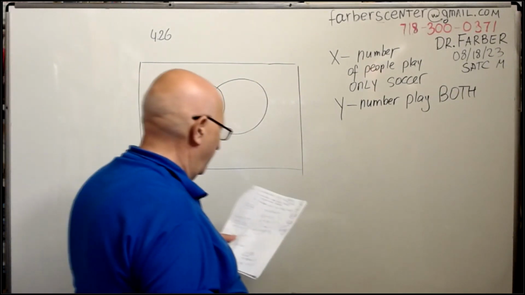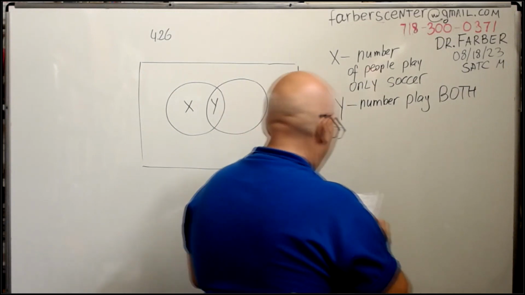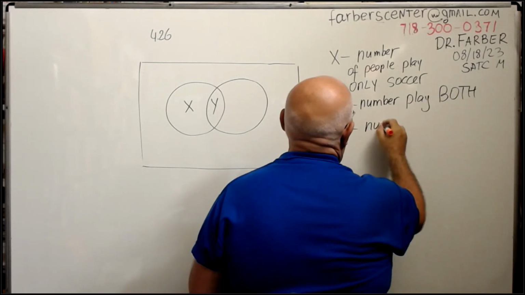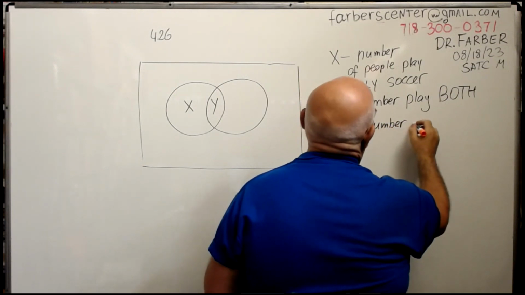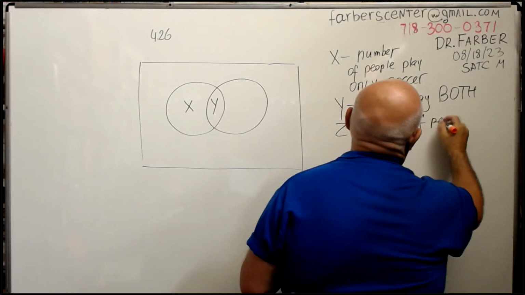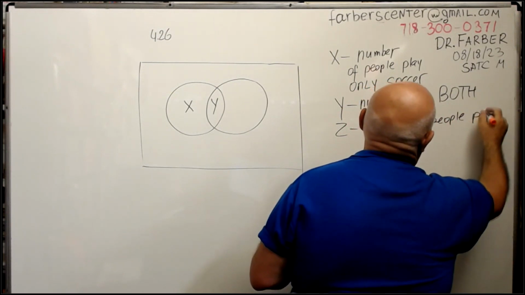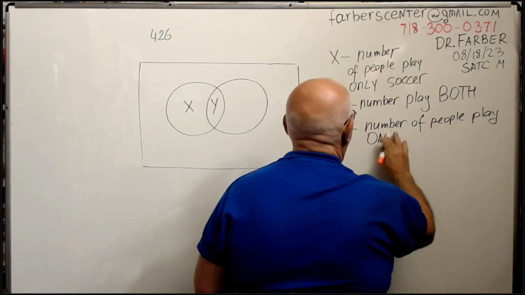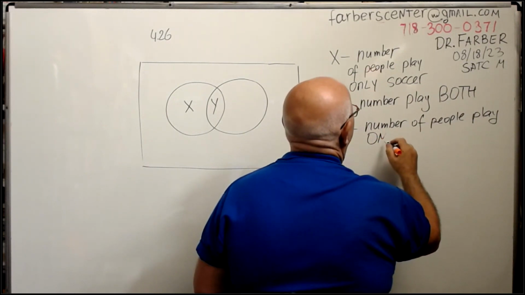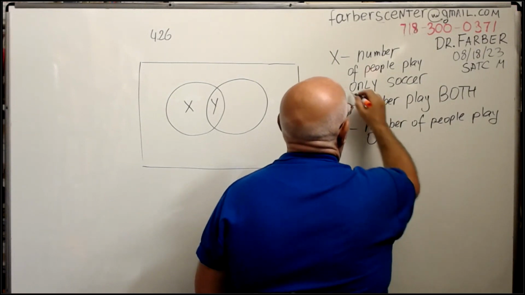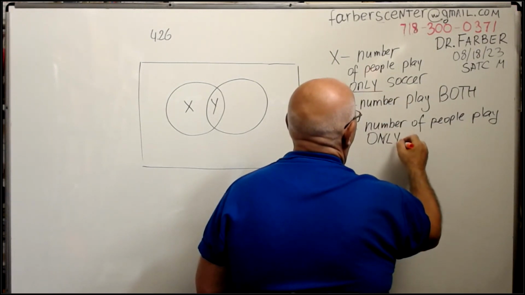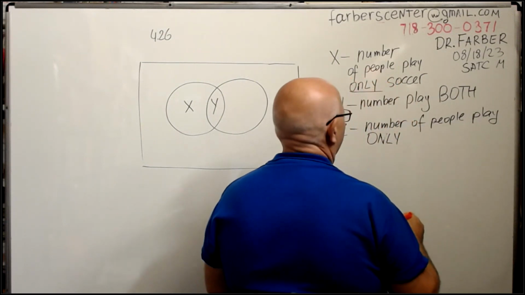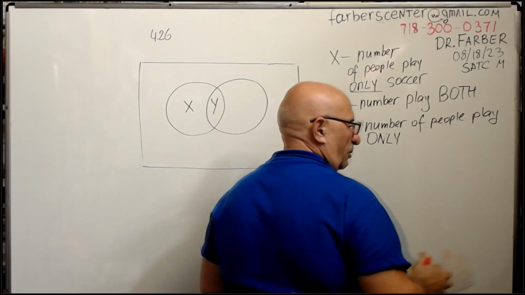What else do we have? Z, let's say. Number of people play only in a pure, it's not actually play, they said round track.